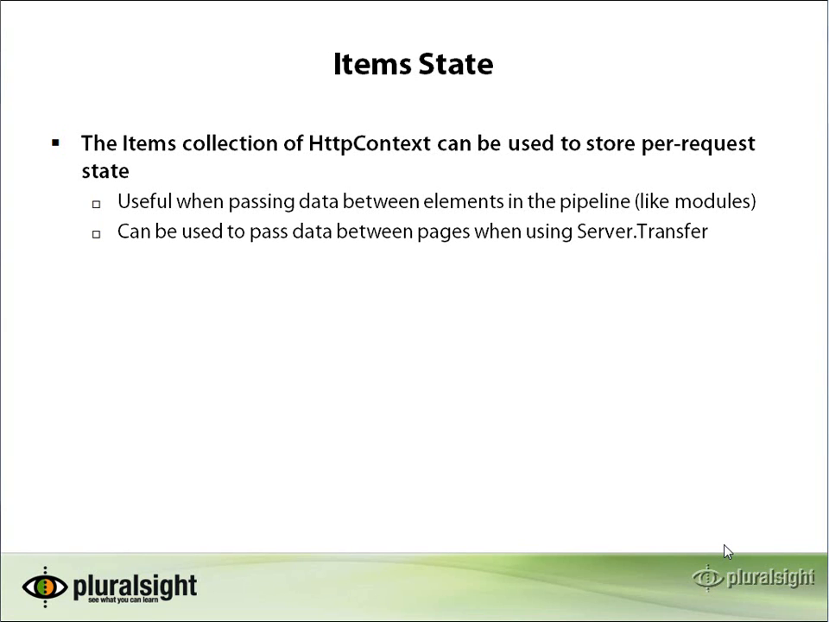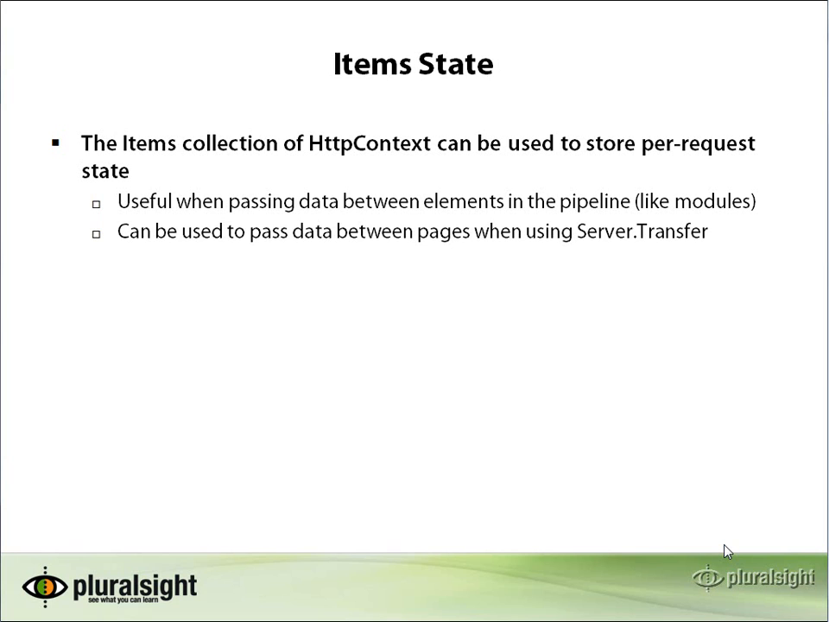There's another collection of state that is less well known in ASP.NET called the Items state collection. This is just a general collection of items, so it's name value pairs, that is stored in the HttpContext object. And each request is going to have its own distinct instance of HttpContext. So it's a per request state bag that you can use to pass information.